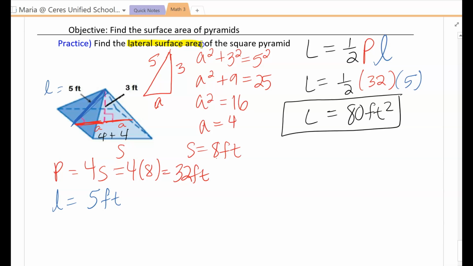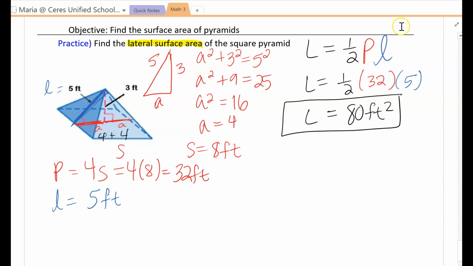Okay, so notice the difference between the first video and the second video is that in the first one we needed the base area because we were finding the full surface area, versus in the lateral area of the pyramid we are removing the base, which is why in our formula we don't have the plus B anymore.